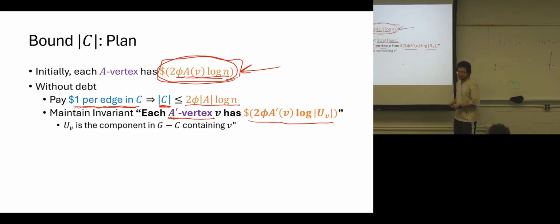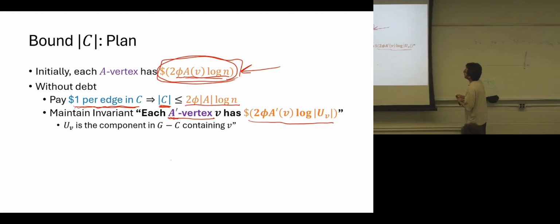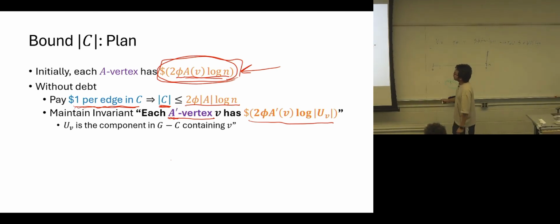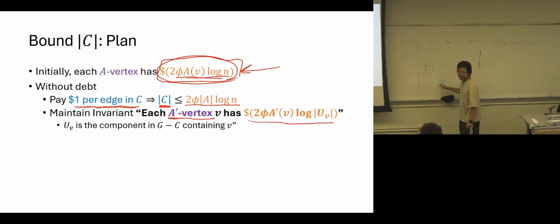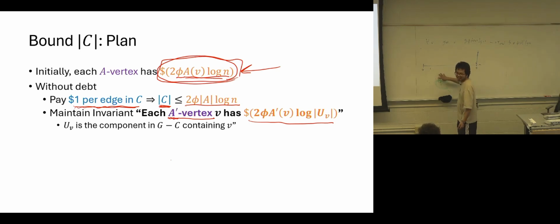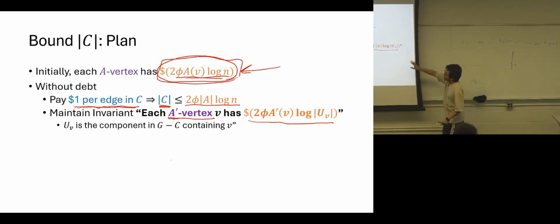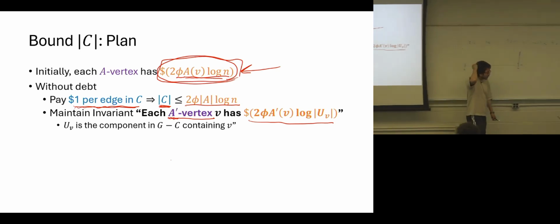Yeah. Okay. And is the size, I guess U_V, the smaller component that's left after the cut? It could be big. If V is here, then U_V would be big. But if V is here, then U_V would be smaller. So if V is on the larger side, then U_V is big. Okay. So I'm going to maintain this invariant.